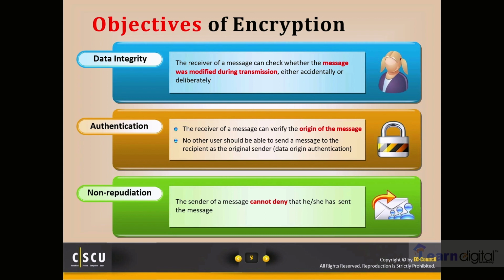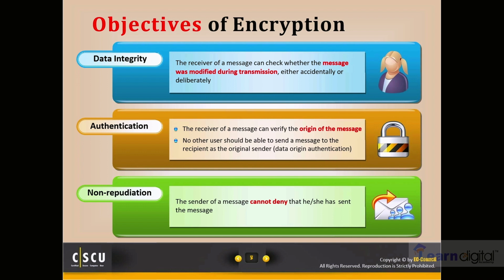Then what is the objective of encryption? The objective of encryption is to secure and protect sensitive information by making it unreadable to unauthorized individuals. There are three processes: data integrity, authentication, and non-repudiation. Non-repudiation means the sender of a message cannot deny that he or she has sent the message. Authentication means the receiver of a message can verify the origin of the message. For non-repudiation, you can take the example of end-to-end encryption in WhatsApp. For authentication, you can take the example of two-step verification.